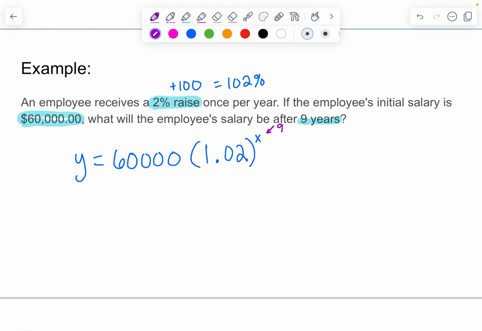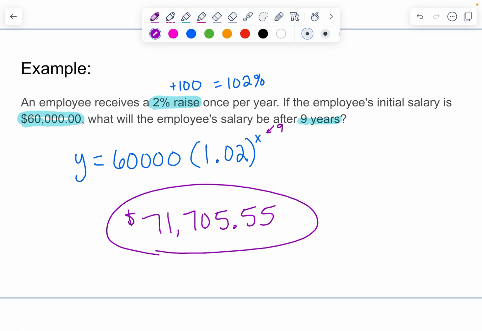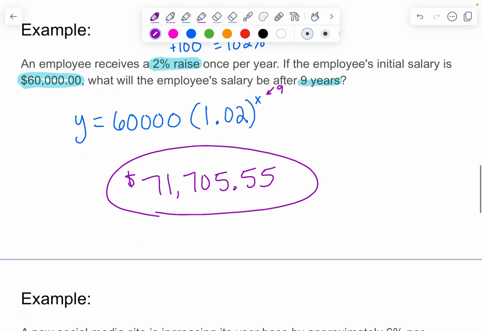So I'll grab the calculator, 60,000, 1.02, up caret 9. And I find out that after 9 years, the person working this job is making $71,705.55. So in these word problems, we're reading closely to see if it's growing or decaying, adding or subtracting the 100 so we can do it, and then writing our function like that. We'll look at a couple more.